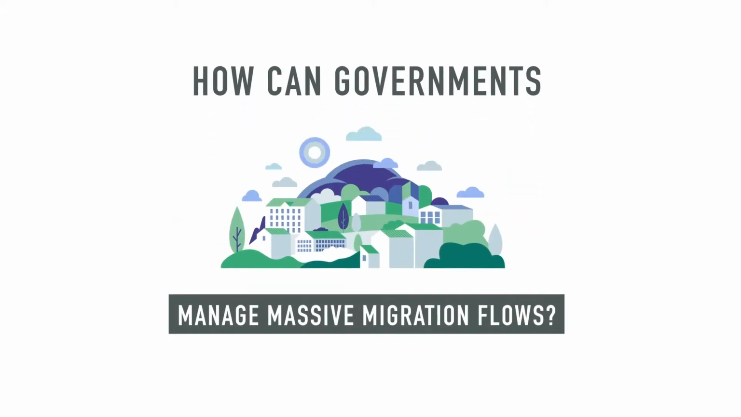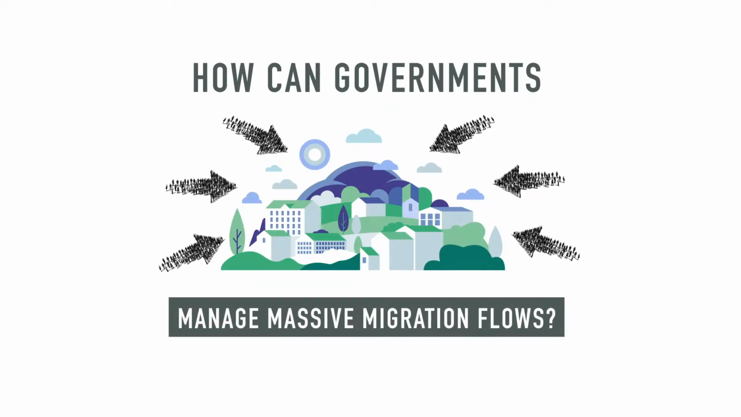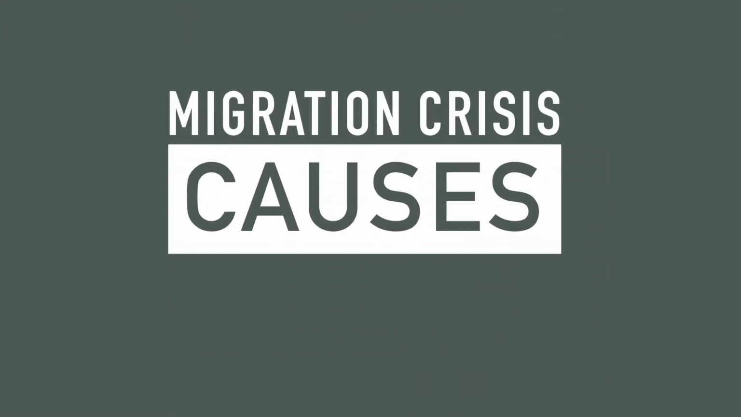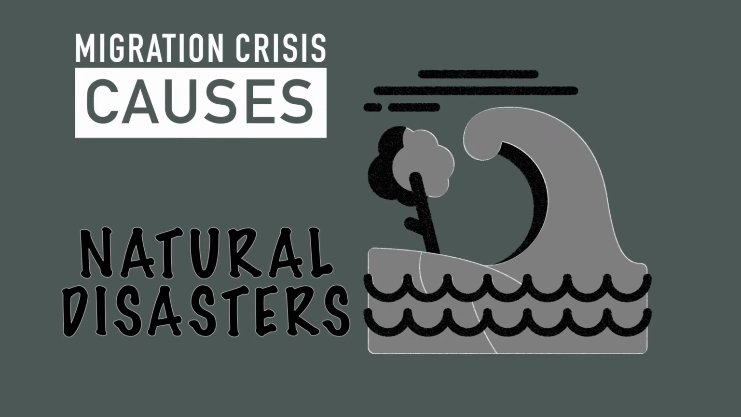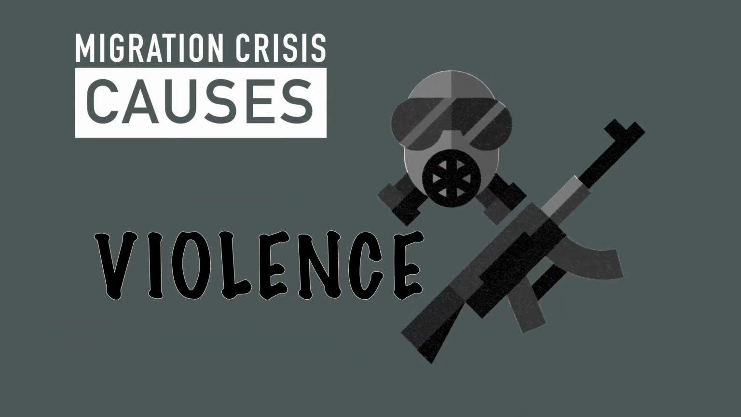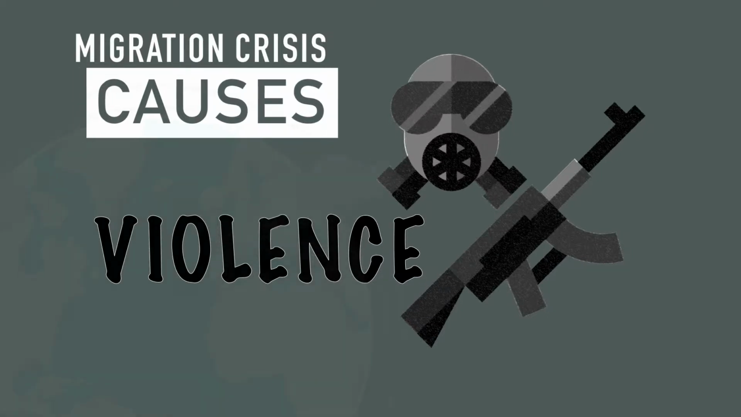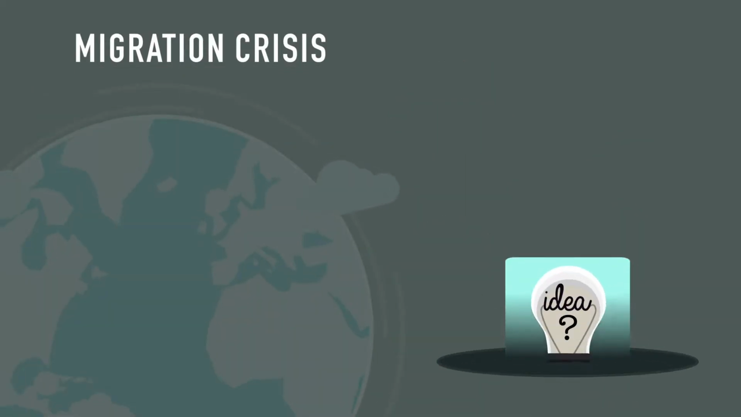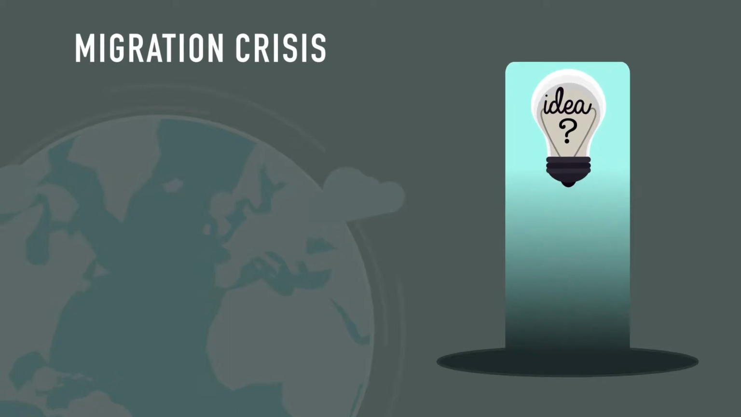How can governments manage massive migration flows? Migration flows and migration crises have different causes, such as natural disasters, war, poverty, or violence in countries of origin or in transit and destination. The current crises represent a growing challenge for states and the international community.